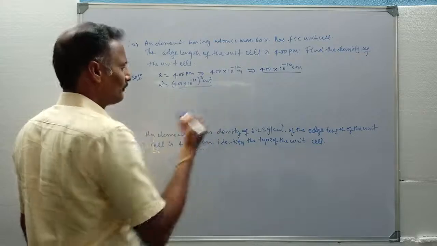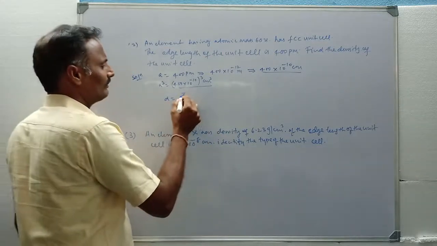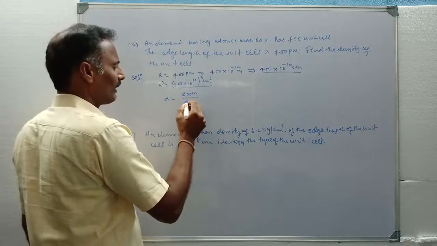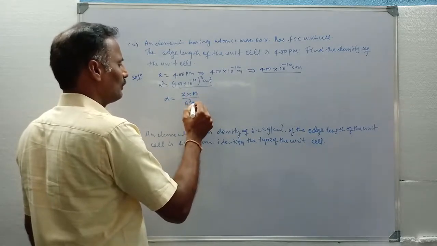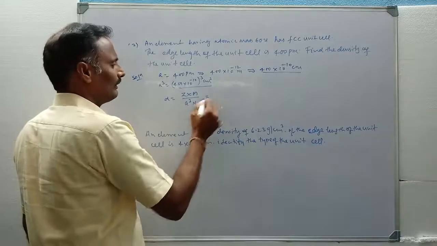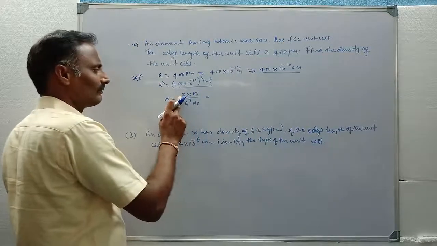This is the volume of the unit cell. Then you know that density equals Z into M divided by A cube into Na, where M is the molar mass of the element. Here this is a face-centered unit cell. A face-centered unit cell contains 4 atoms.